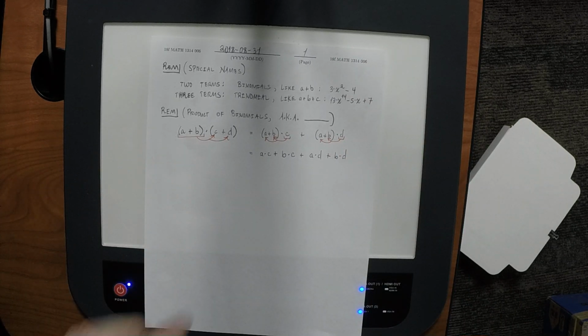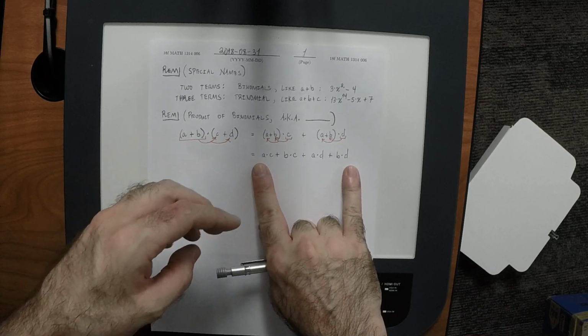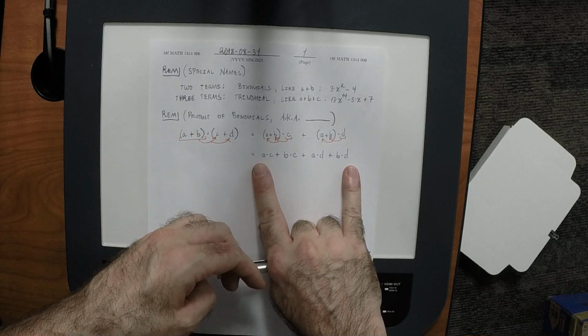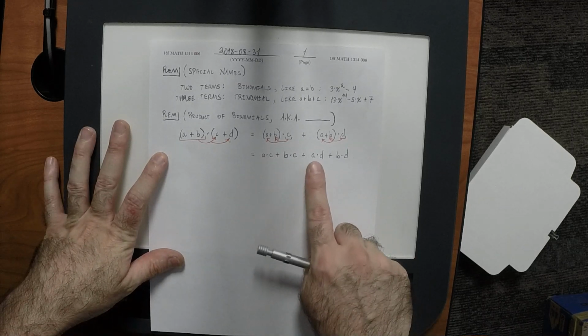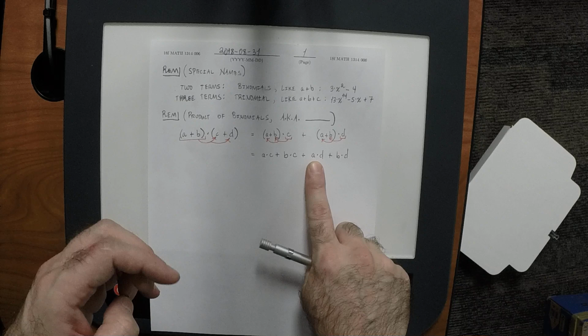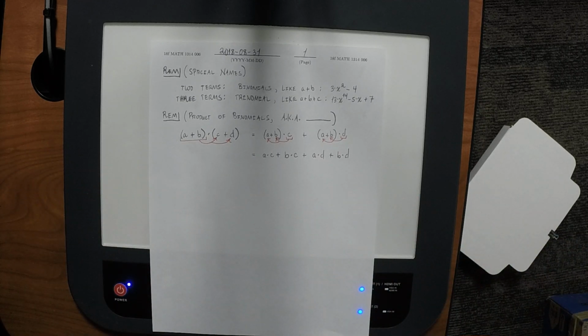Okay, so now in the expression as we have it written, how many terms? 4 terms. And then concerning each term, for example, that term right there, how many factors? 2. So this is 4 terms, all of which have 2 factors.